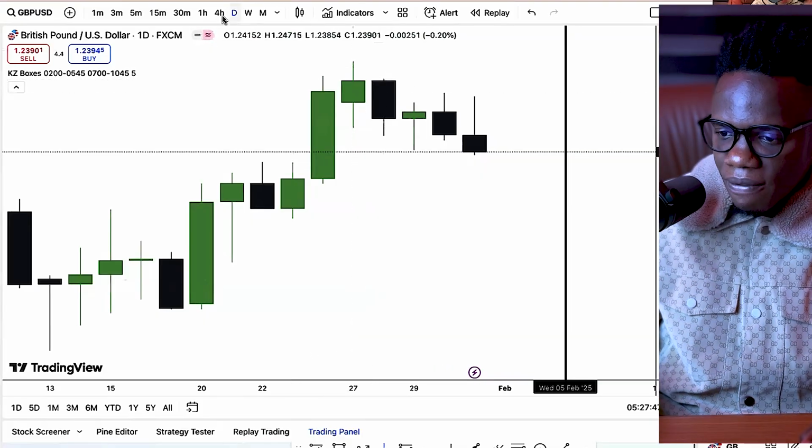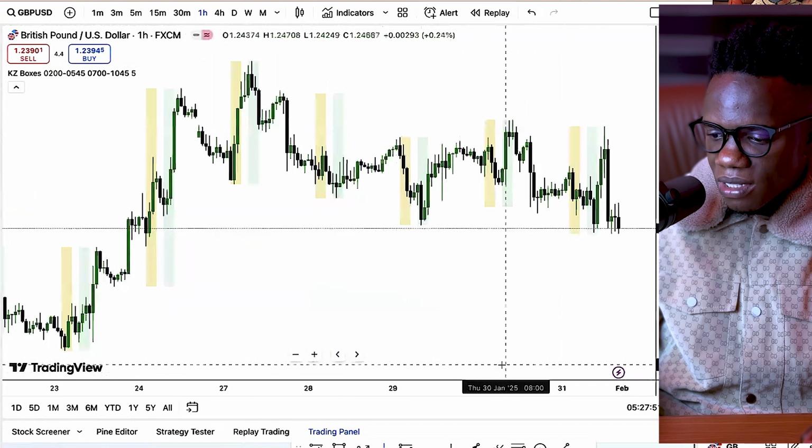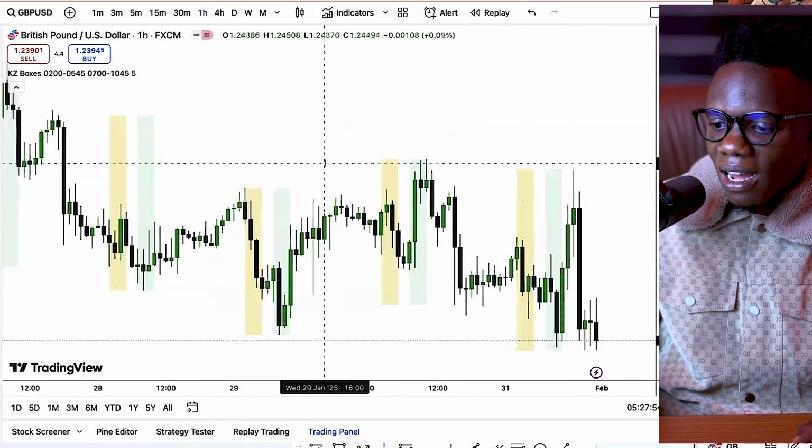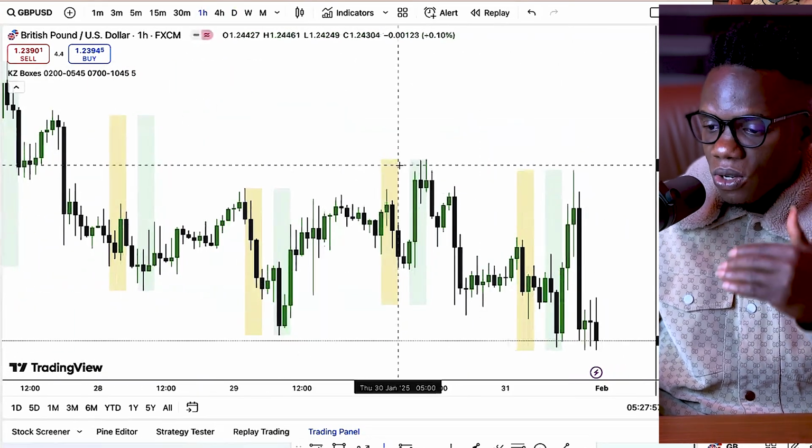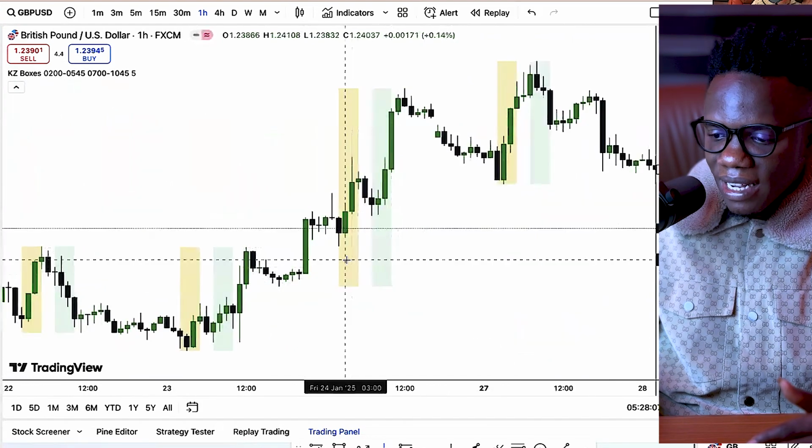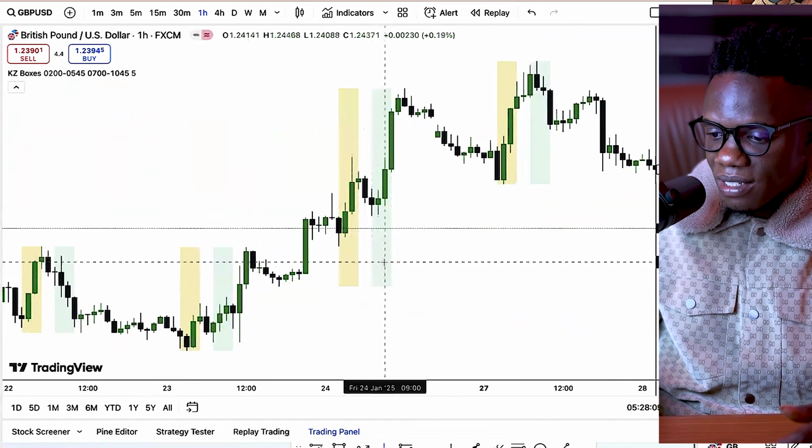Let me go to a lower time frame right here. If I go to the lower time frame, you will see each of these shaded areas on my chart are the individual London and New York sessions. The yellow shaded area is the London session, then the New York session is this green shaded area.